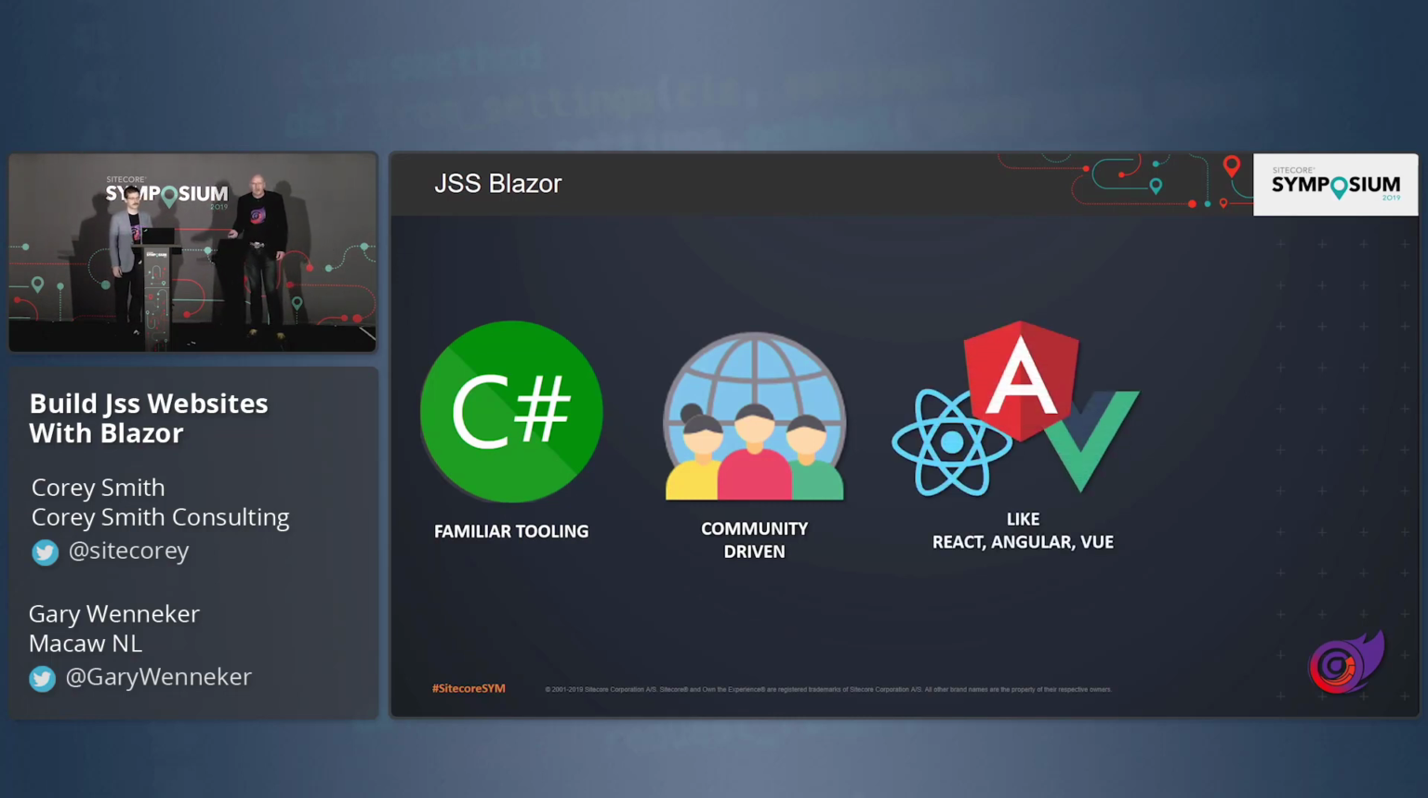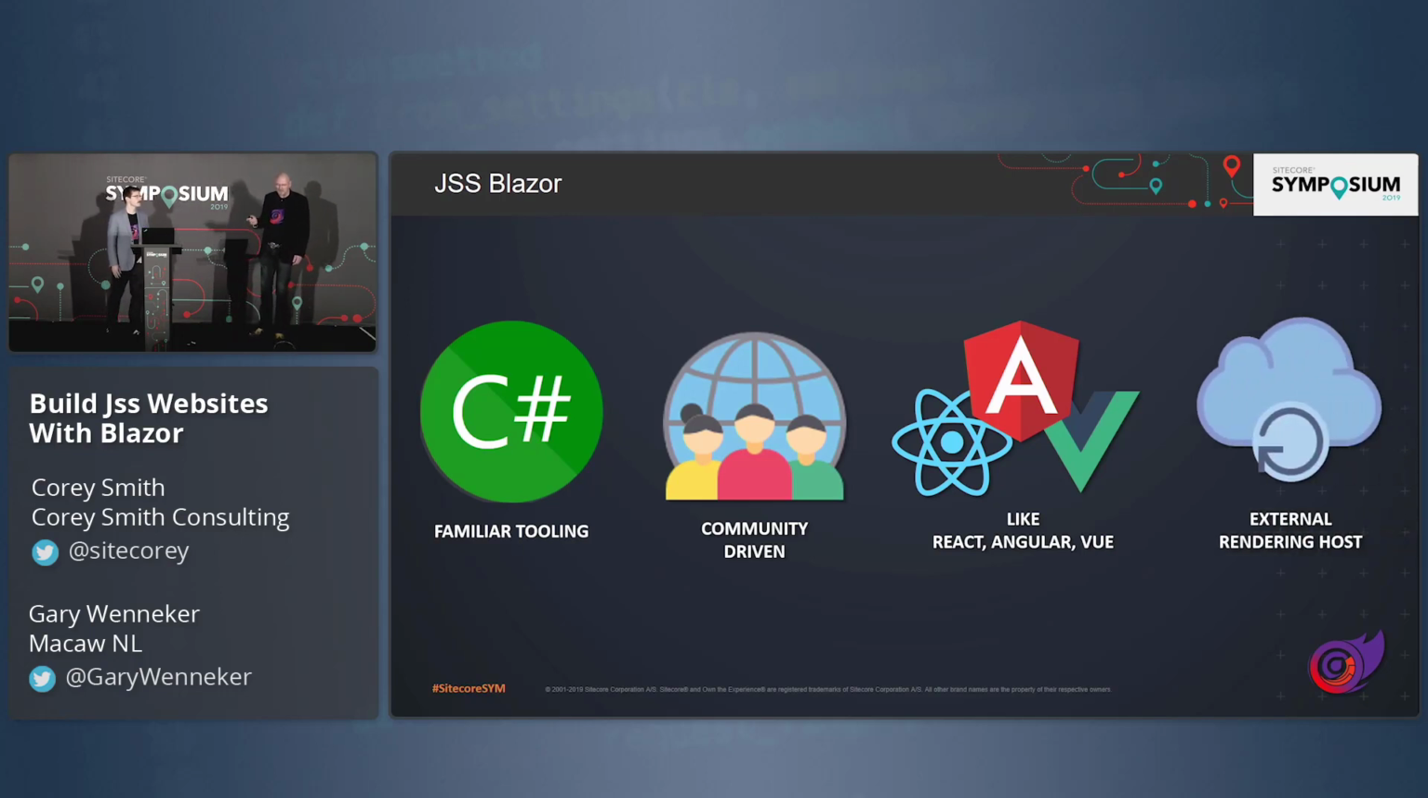As Corey mentioned earlier, JSS Blazor is built on WebAssembly, and it has the same concepts as React, Angular, and Vue. It's very easy to pick up for people who are familiar with those frameworks.